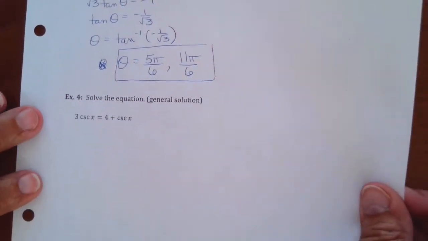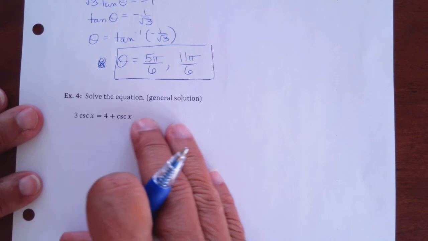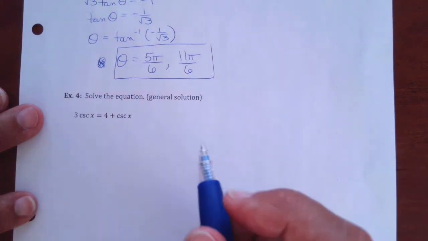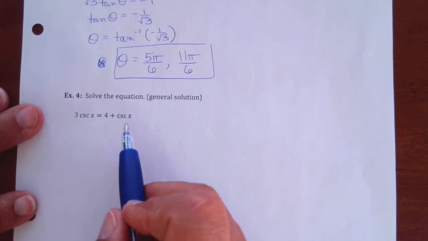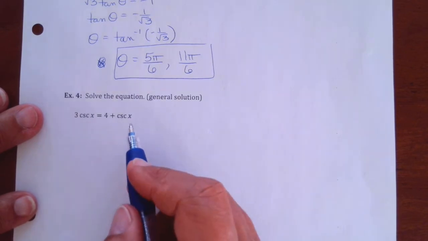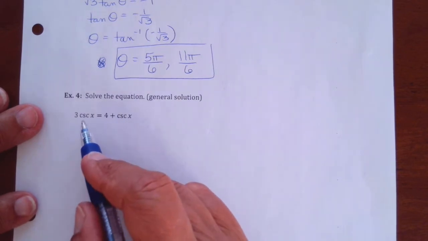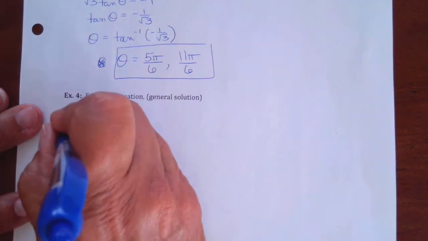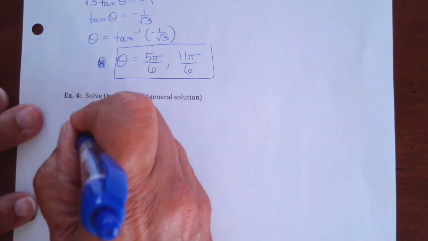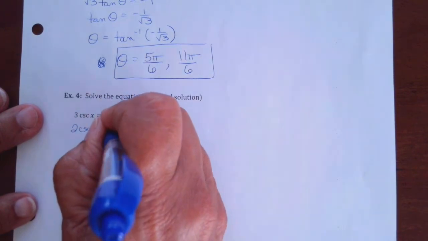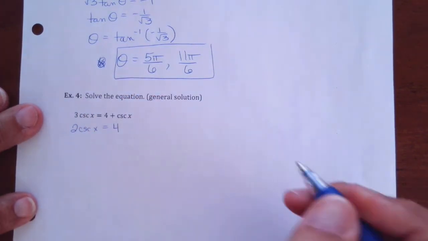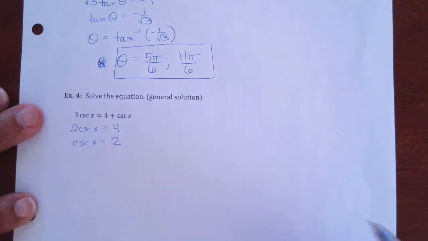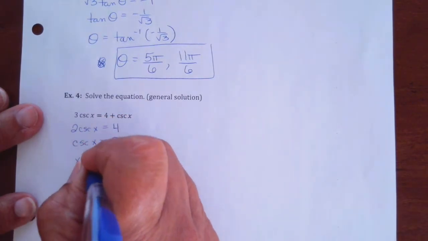All right, now this one, we're going to just solve. So not specific, so we're going to get an infinite number of solutions. All right, so I need to get all my cosecants together, so I'm going to subtract this cosecant over here. So 3 cosecant of x minus 1 cosecant of x will give me 2 cosecants of x. And I'm going to divide both sides by 2. And then take the inverse.